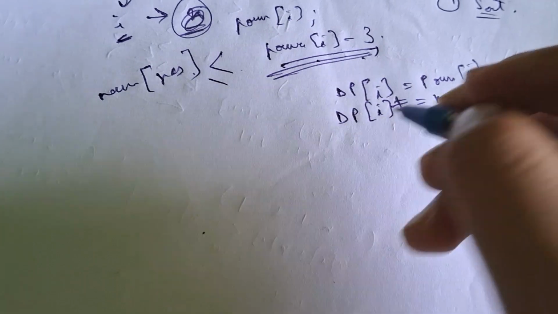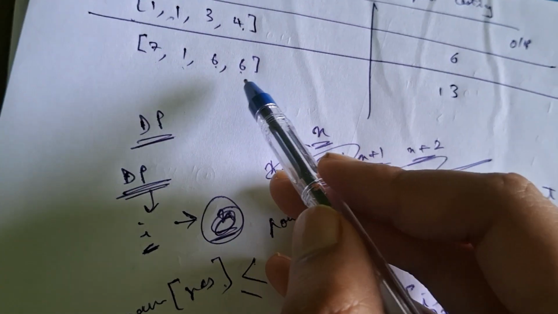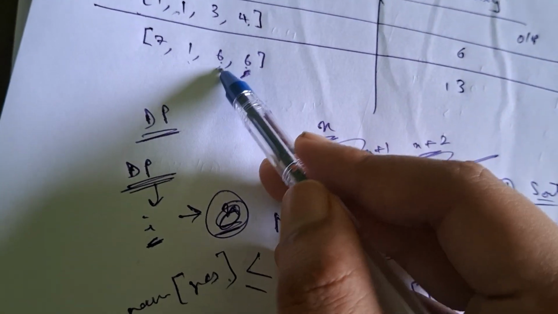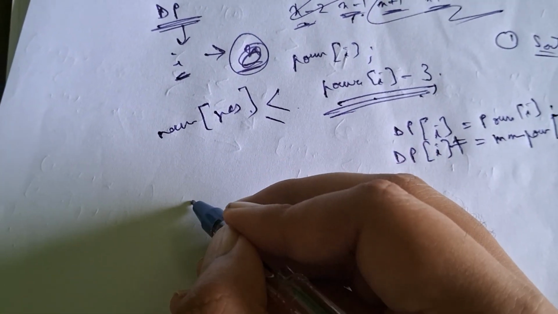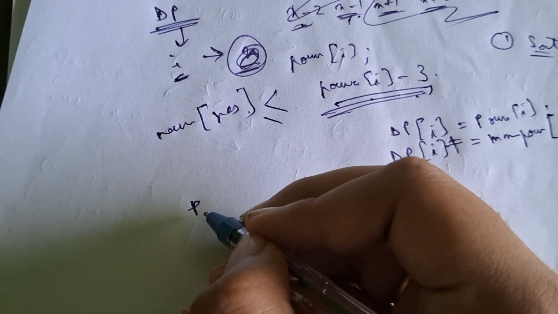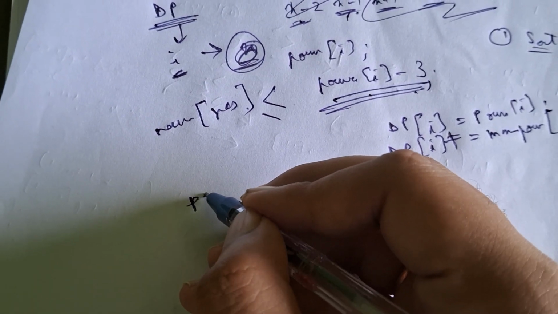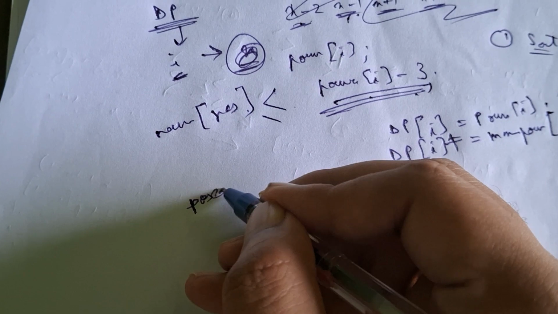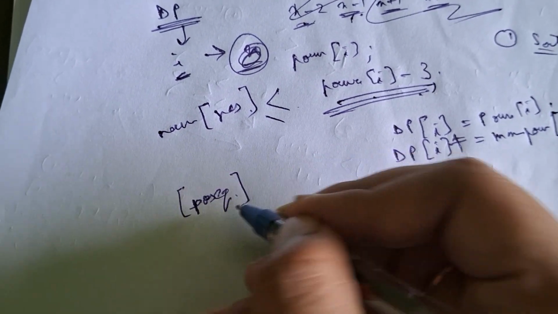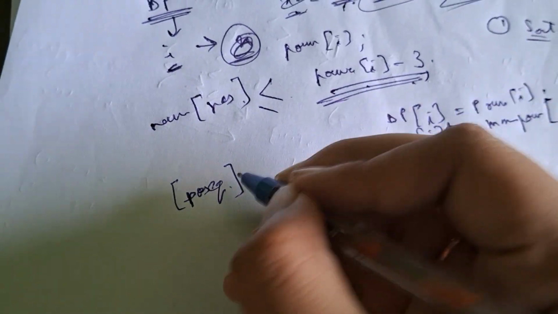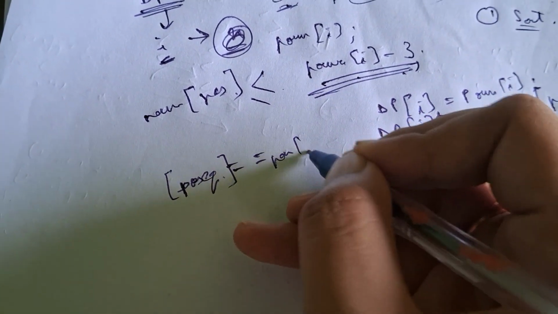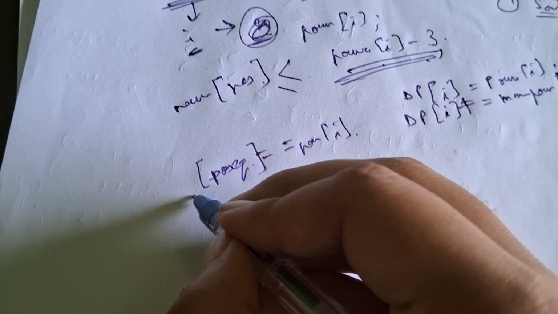And remember one thing: since in this case you have seen there were multiple 6s, you can also take another 6. So take another position, let me call it position equal, which is the leftmost position where the element is equal to power i. Because you can take that also.